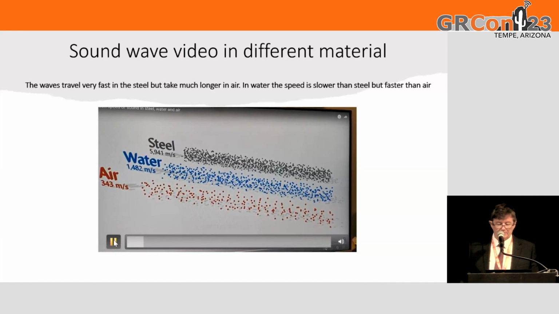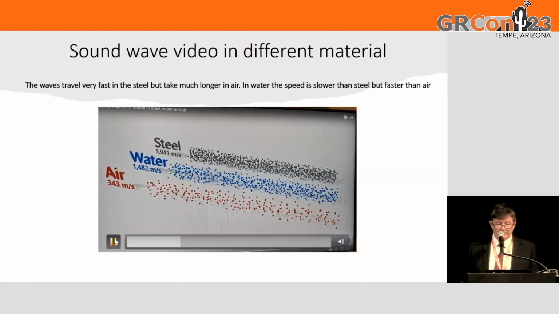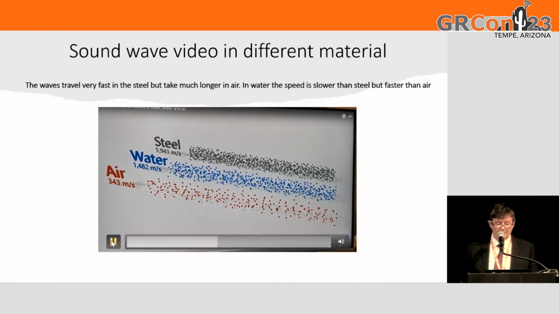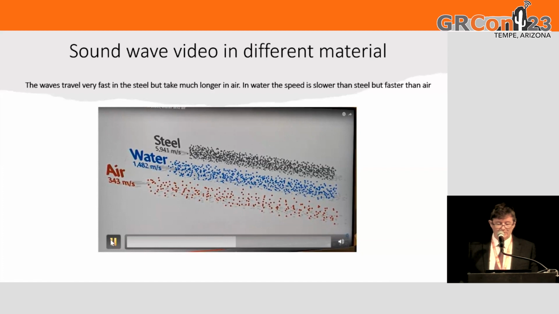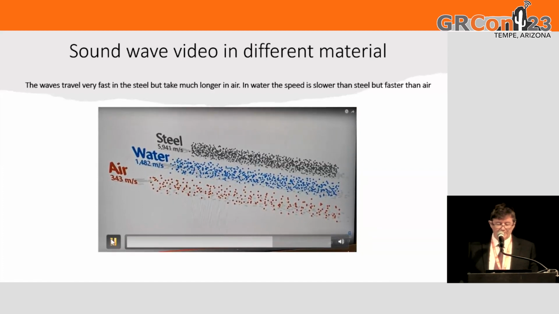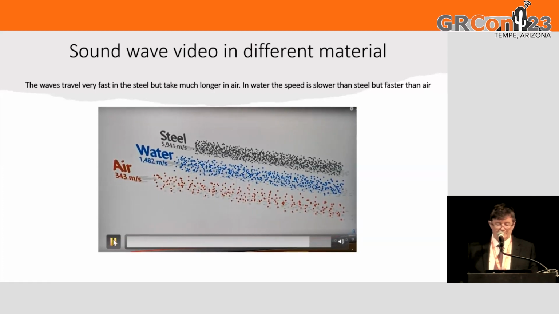And when I play that, it's really, really fast. Then when it goes through air and water, like in air, it's pretty slow, right? But it just shows the difference in speed. I think sound propagates through steel nearly 20 times faster.